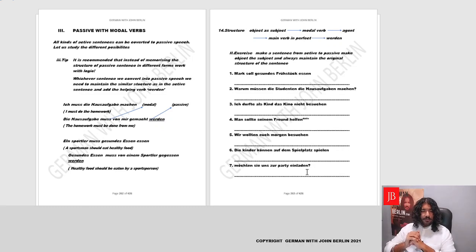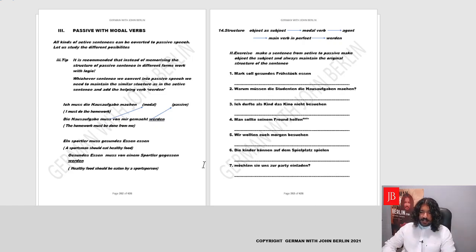What do I mean by changing the voice? You change the object, you make the object the subject and the subject the agent. Yes. And you introduce the helping verb werden. That's what you do. You maintain the structure the way it is, change the speech from active to passive, and introduce the helping verb werden. These are the three steps. If you follow them, you can change any sentence into passive.